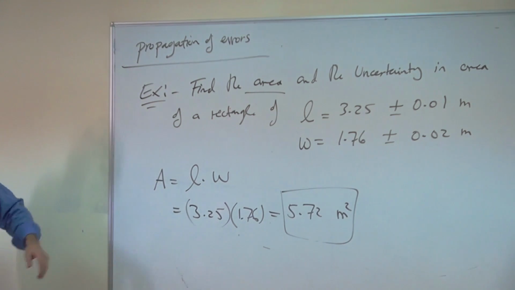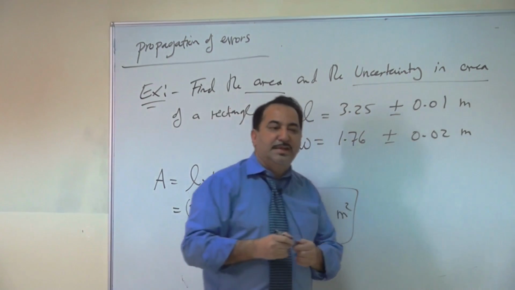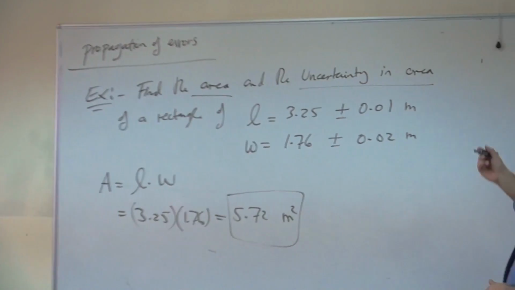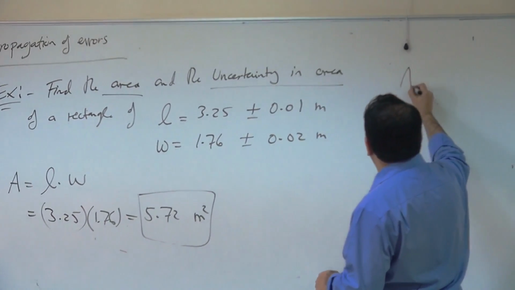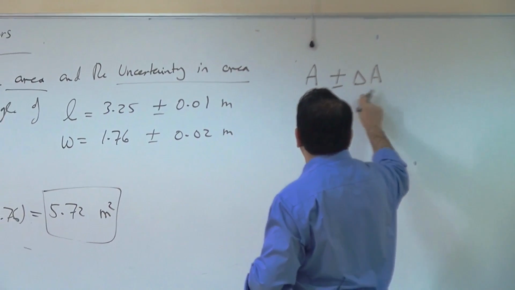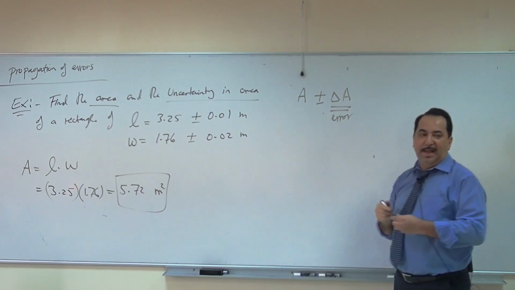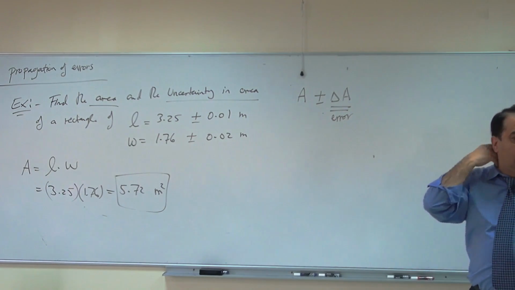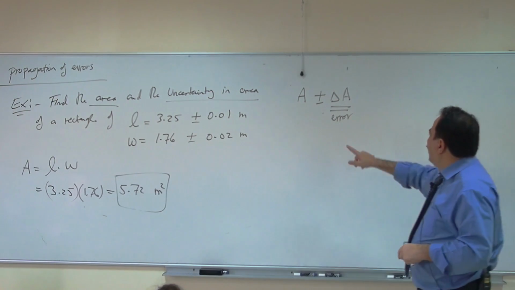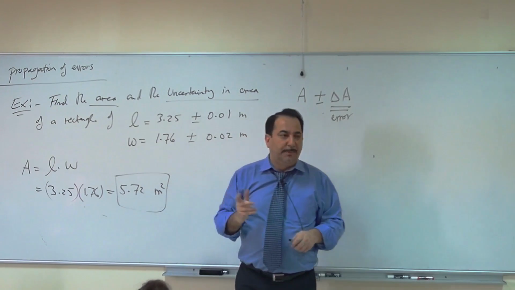So this is the first part, the area. Now the second part. What's the uncertainty in the area? What does that mean, uncertainty? Remember, uncertainty means errors, yeah? So here you have A plus minus delta A. This is the uncertainty or error. I want delta A. Now if I ask you this question, what comes into your head if you want to calculate the errors in the area, what should you do?